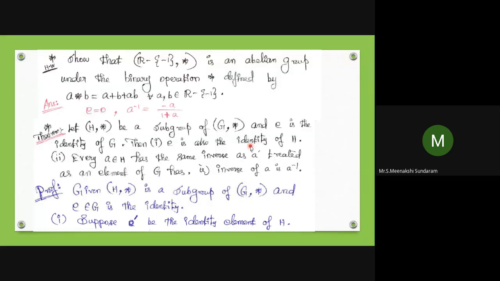Next one: show that the real numbers other than -1 with the operation star form an abelian group under the binary operation star defined by A star B equal to A plus B plus AB. Already I told you about A star B equal to A plus B minus AB, which we saw in the previous class: whatever the inputs, the sum of the inputs minus the product of the inputs. Here, whatever the two inputs, the sum of the two inputs plus the product of the two inputs, and the only condition is don't take -1. Except -1 you can choose any value. There are no other issues.